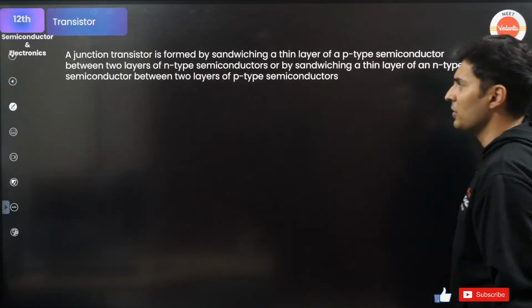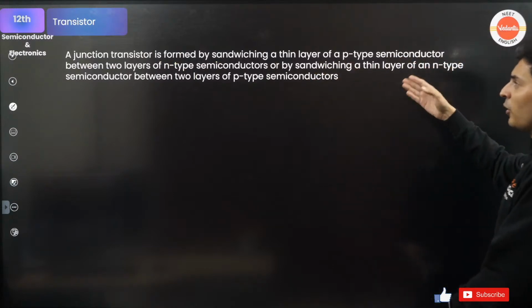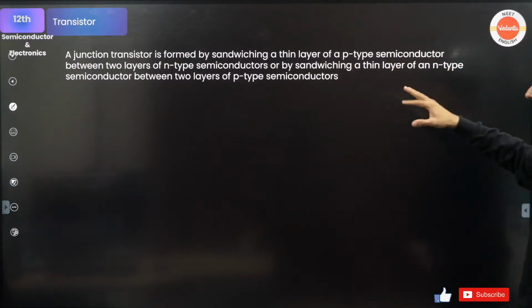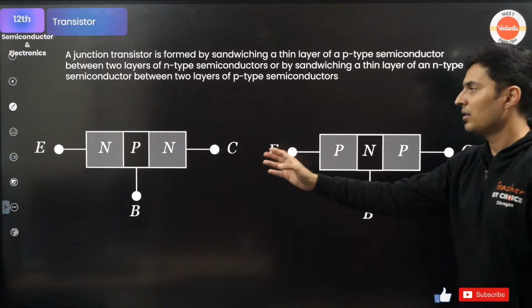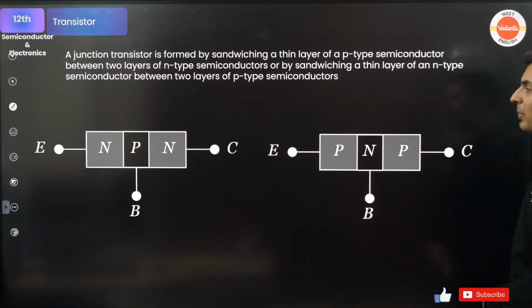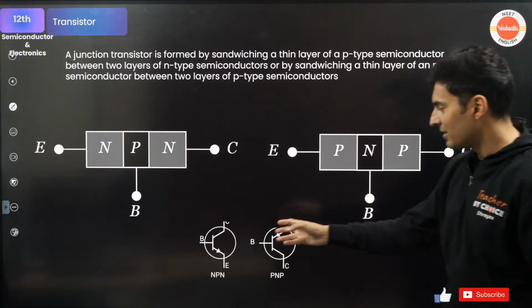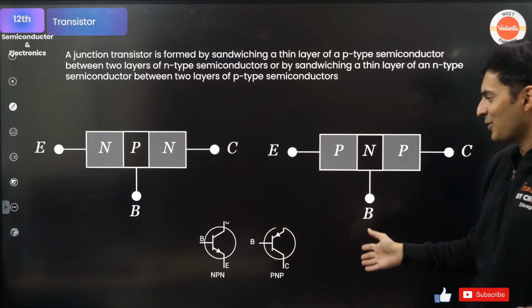We'll be seeing some questions also. So a transistor is formed by sandwiching a thin layer of p-type or n-type between another n-type or p-type of semiconductor. So this is NPN, this is PNP transistor. And I have put up the symbol in printed form as well, just for all of you.